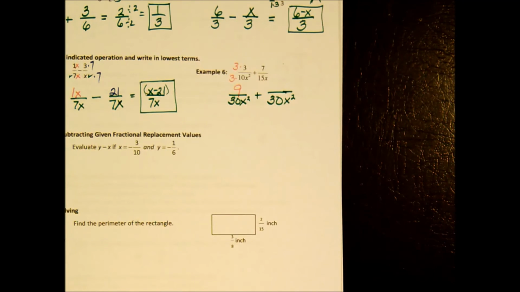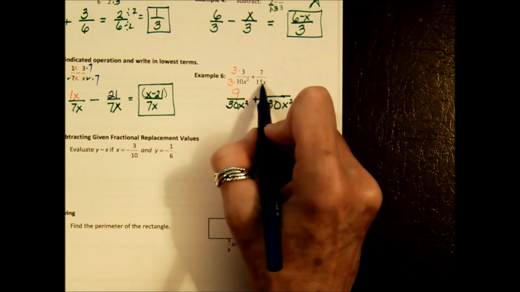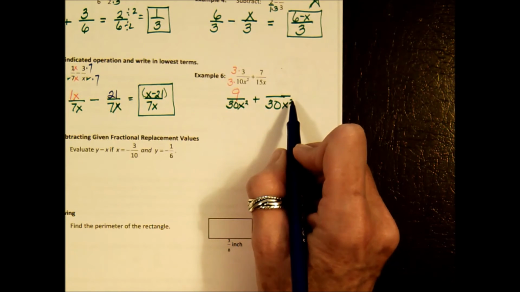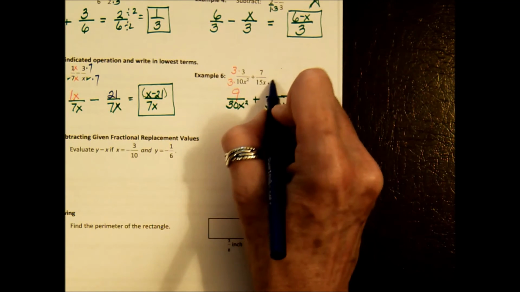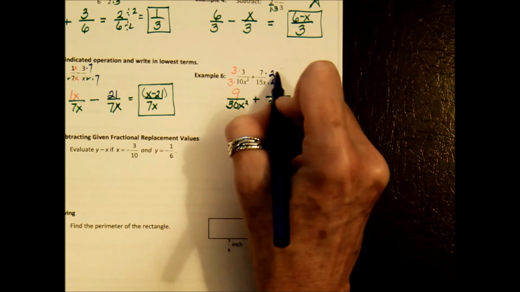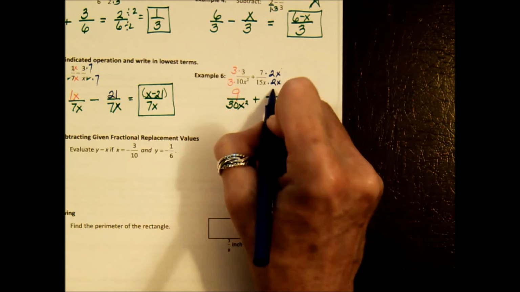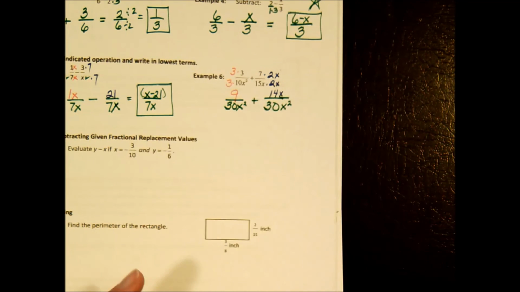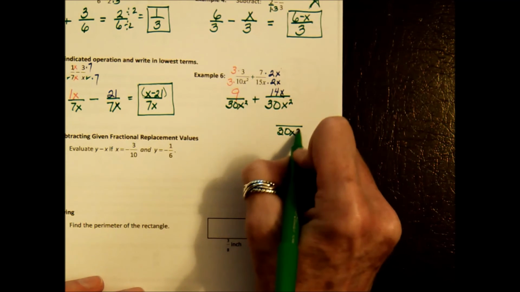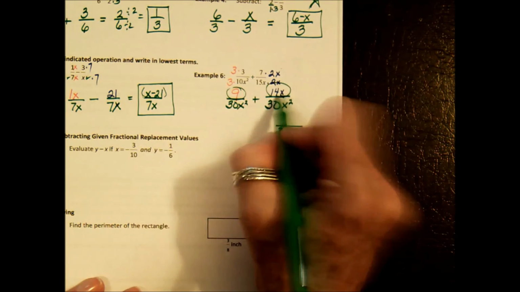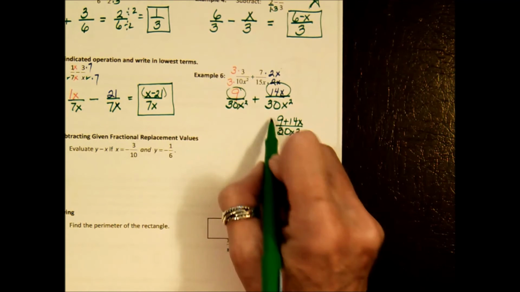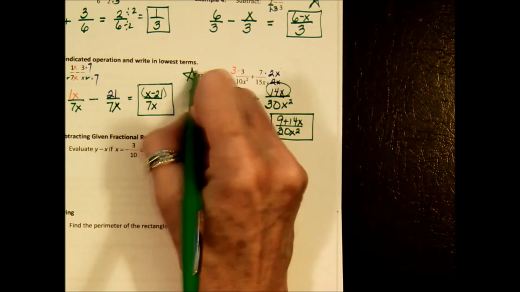Second fraction, what do you do to 15x to get 30x squared? Well, I don't have enough x's here, so I'm going to multiply by 2x to get enough x's. So this is 2x also, giving me 14x. And once again, we have a situation where we have a common denominator, but the numerators are not like terms. So all you can do is just write them like that. Be very sure you can work this kind of problem with variables.